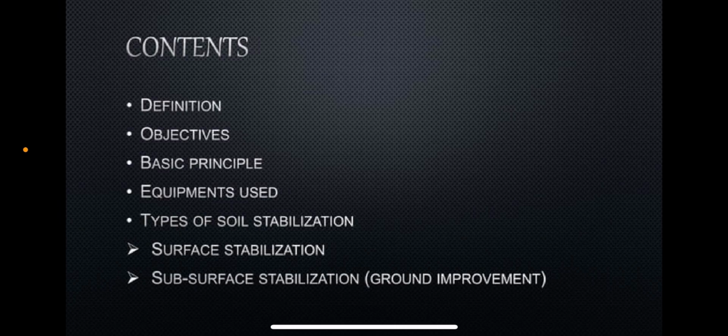Today we are going to discuss soil stabilization techniques. And we have two types of soil stabilization techniques: surface stabilization and subsurface stabilization.